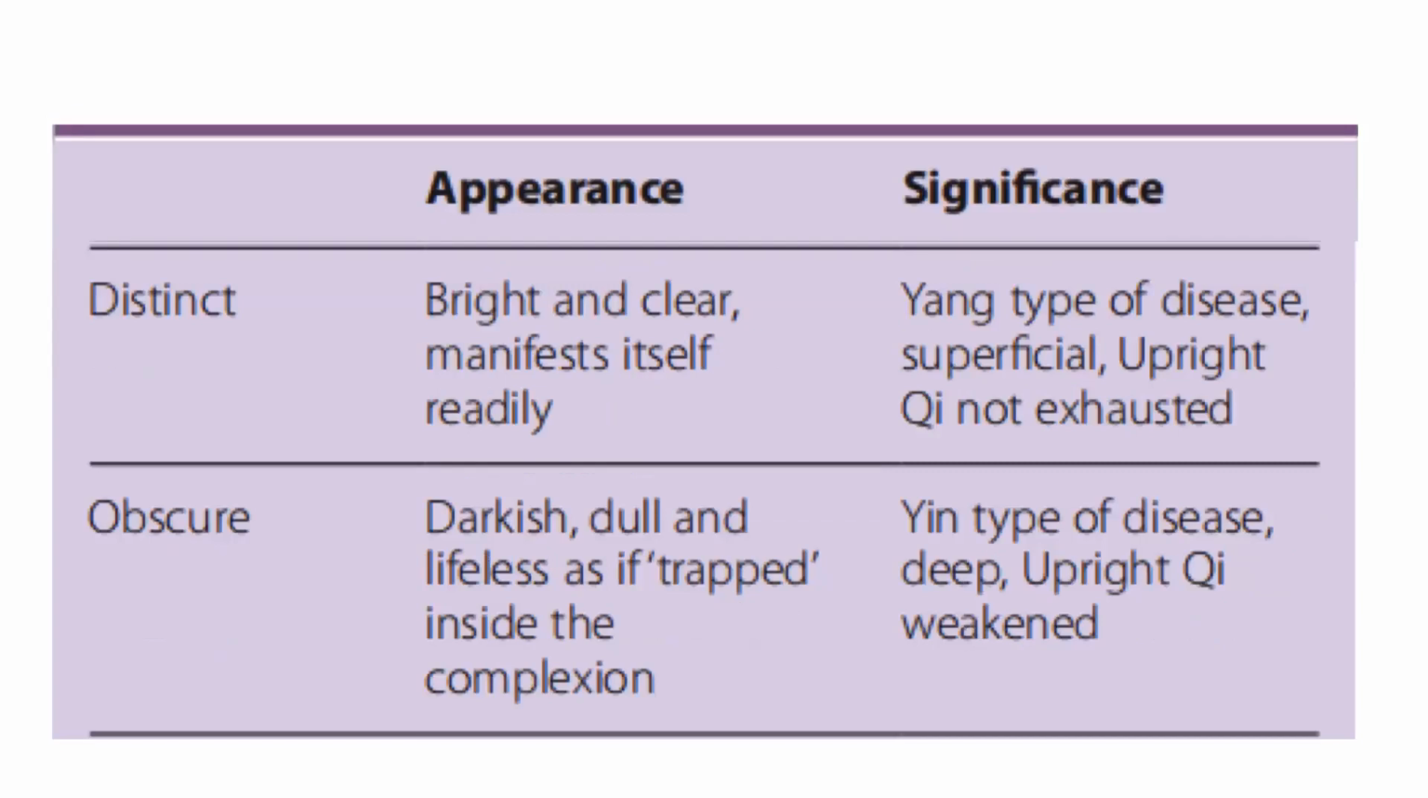Distinct: appears bright and clear, manifests itself readily. It is a yang type of disease. Superficial, upright chi is not exhausted. Obscure: it appears darkish, dull, and lifeless, as if trapped inside the complexion. It indicates a yin type of disease. Deep, upright chi is weakened.